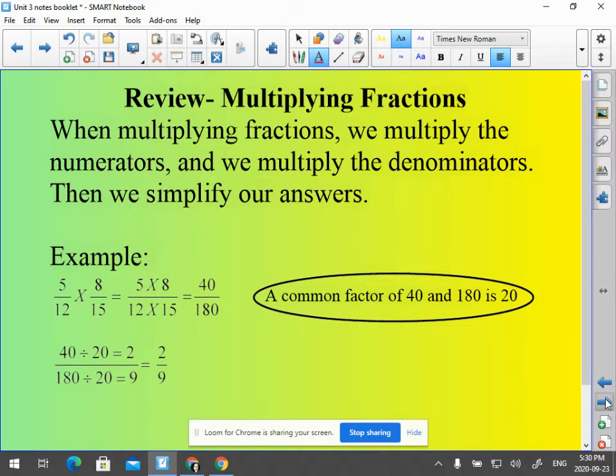So I have said here on the side that a common factor of 40 and 180 is 20. You could have tried dividing by 10, or you could have divided by 2 until you got there. You just keep dividing until you can't divide anymore. In this case, 40 divided by 20 is 2, and 180 divided by 20 is 9, which gives me a final fraction of 2 over 9.